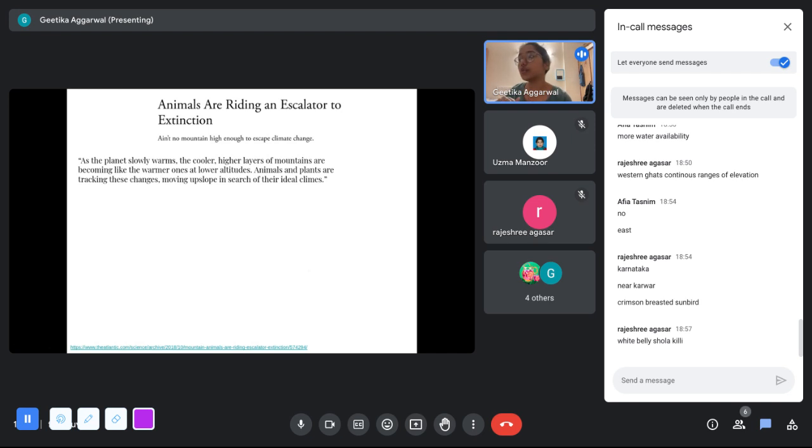Okay, another important and the last concept we're going to look at today is how animals are riding an escalator to extinction. So, this was an article in The Atlantic, and one of the interesting things it says is, ain't no mountain high enough to escape climate change.